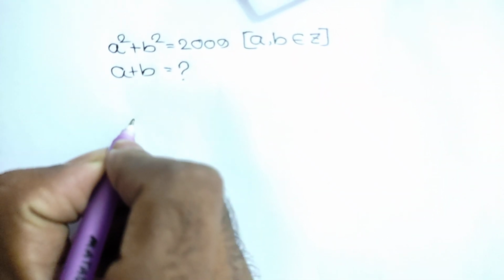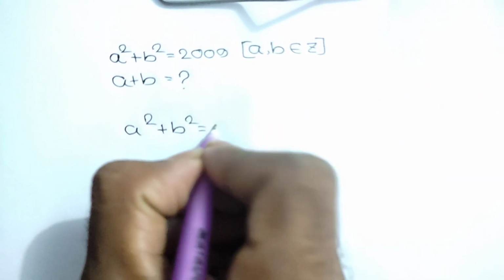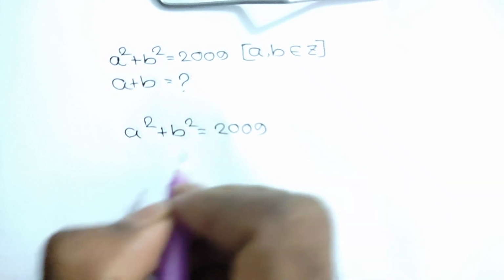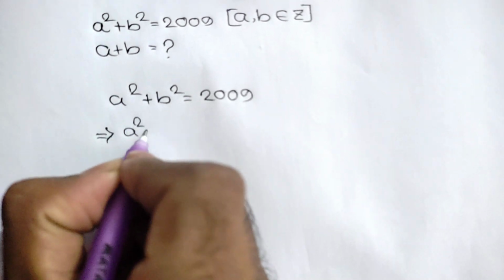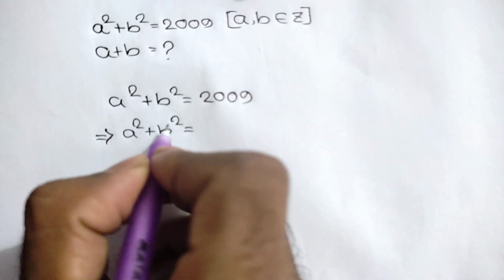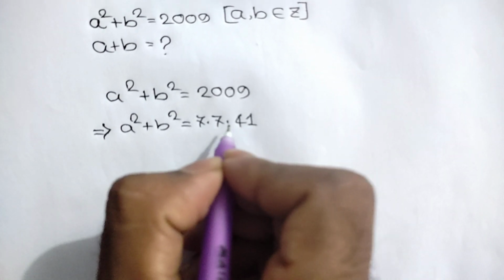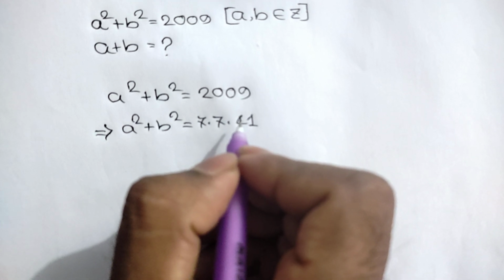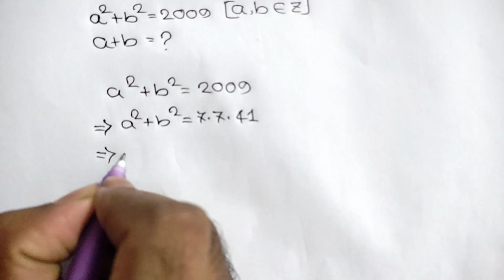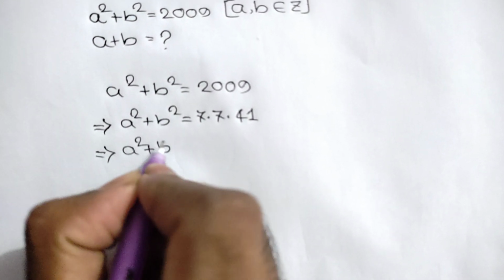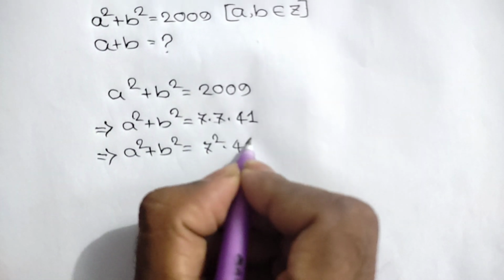We are given a square plus b square is equal to 2009, or a square plus b square is equal to 7 times 7 times 41, because the prime factorization of 2009 is 7 times 7 times 41, or a square plus b square is equal to 7 square times 41.